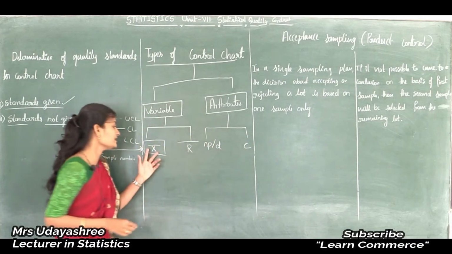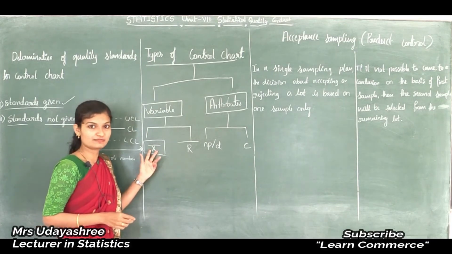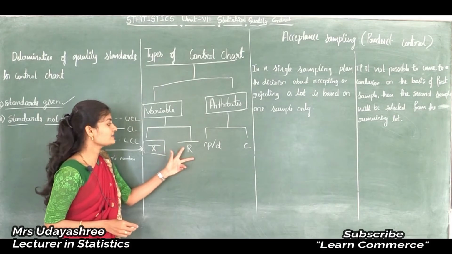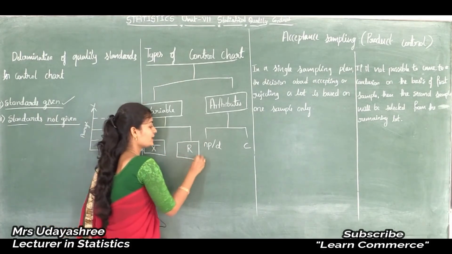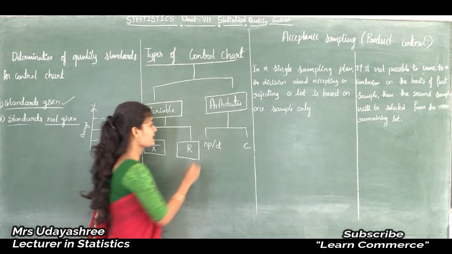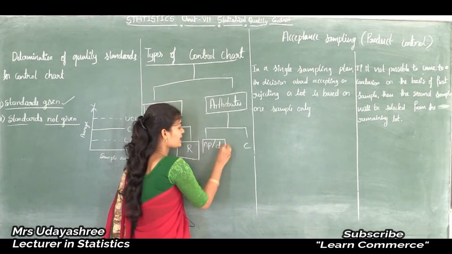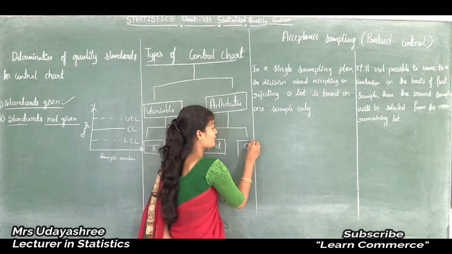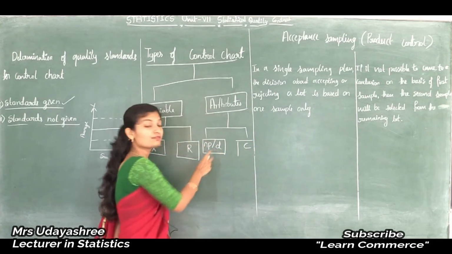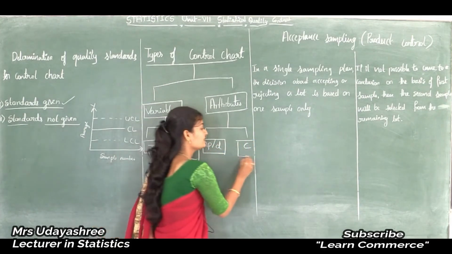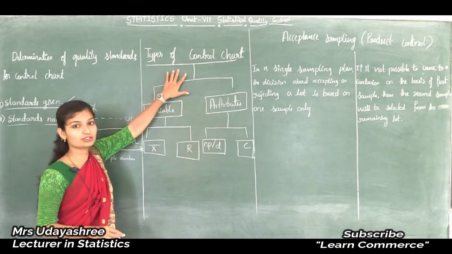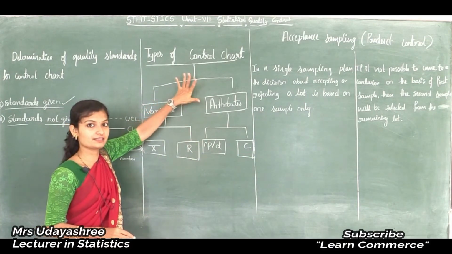And we know that the X bar chart is used for control of average quality. The R chart is used for control of variation, the NP or D chart is for number of defectives, and the C chart is for number of defects. Okay, this is all about types of control chart that we had discussed in previous classes.